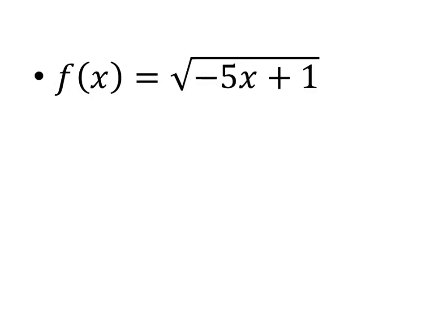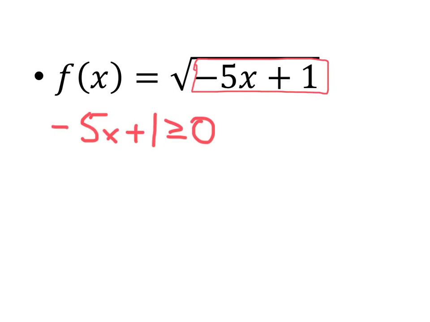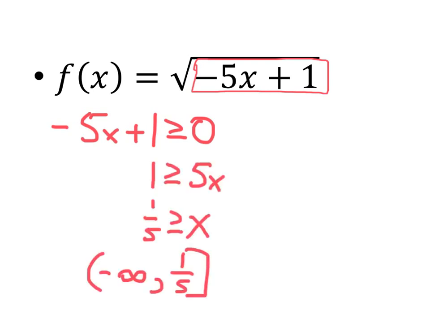Again, we know that inside the radical cannot be negative. It can only be 0 or positive. So we're just going to take the expression inside the radical, negative 5x plus 1, and we know that negative 5x plus 1 has to be greater than or equal to 0. After I set up and solve the inequality, I get x is less than or equal to 1/5. So the domain is from negative infinity to positive 1/5.